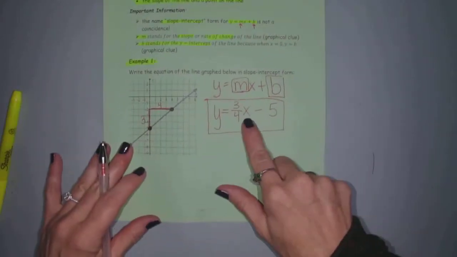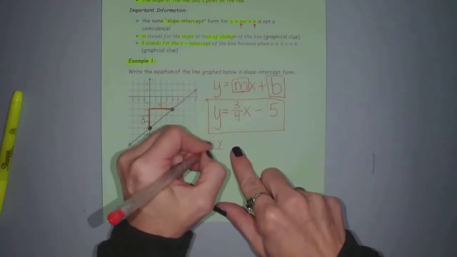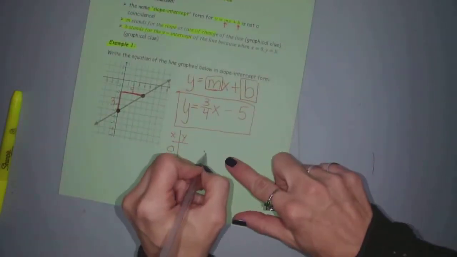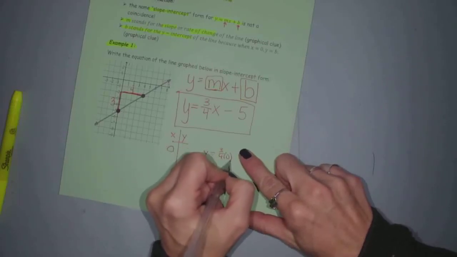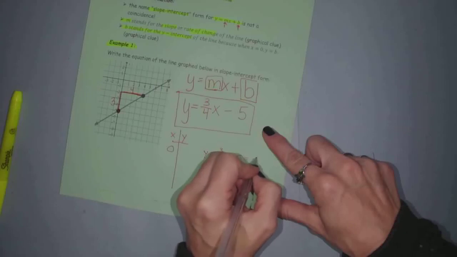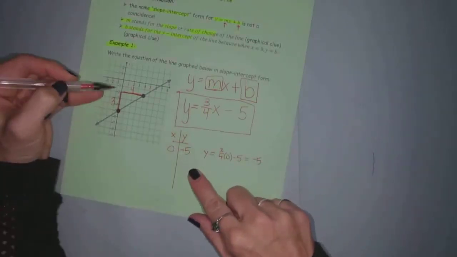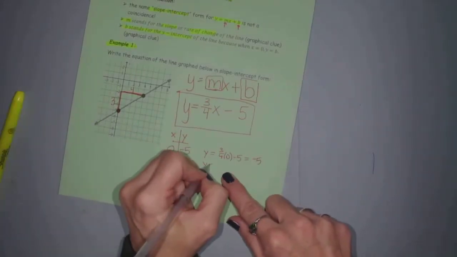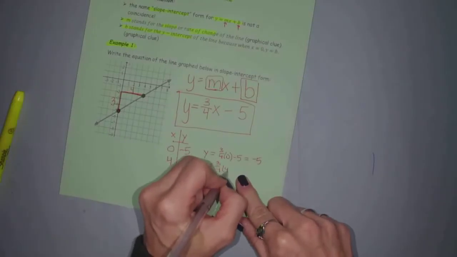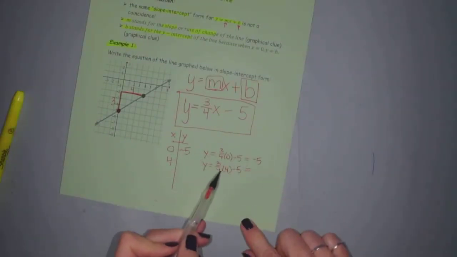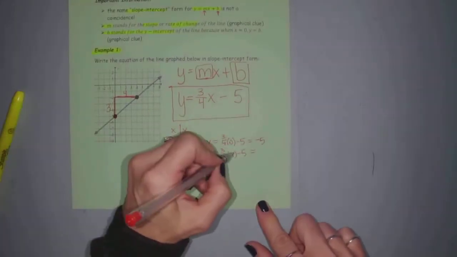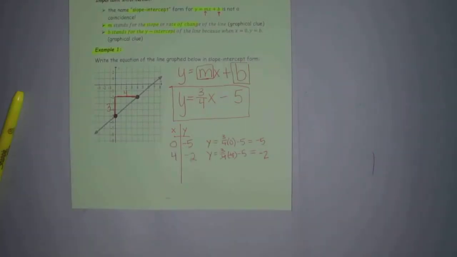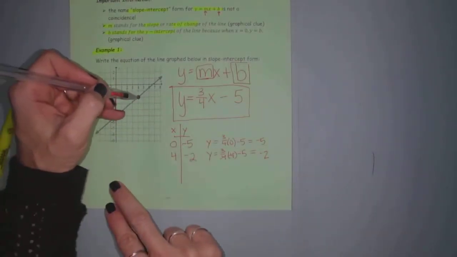For example, if I made a little xy table, when x is 0, y is affected, because if I take 3/4 times 0 minus 5, I get -5, which gives me this point down here at 0, -5. But if x is 4 on my line here, 3/4 times 4, the 4's cancel and give me 3 minus 5, which is -2. So when x is 4, y is -2. That's why I'm at 4, -2 for this dot.